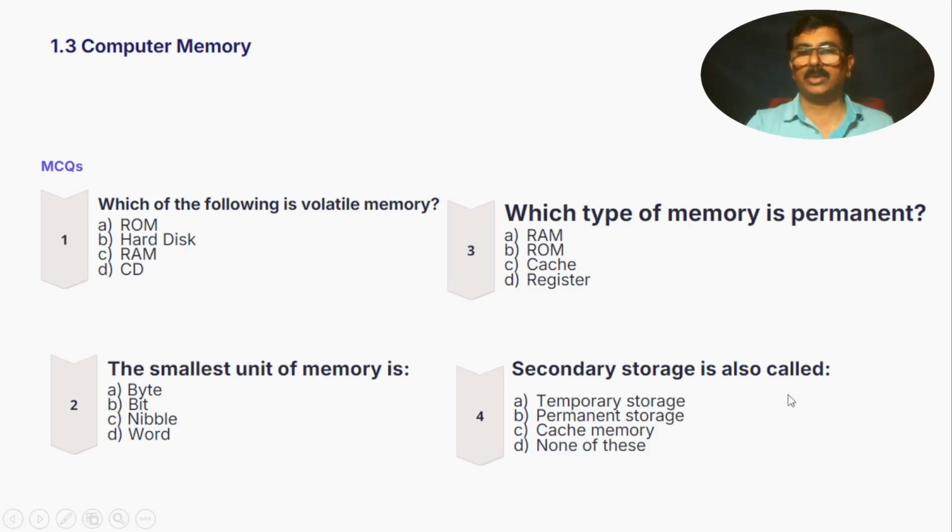Secondary storage is also called temporary storage device, permanent storage device, cache memory, none of this. So permanent storage device, as you know: hard disk, CD, DVD, pen drive, these are called permanent storage devices.